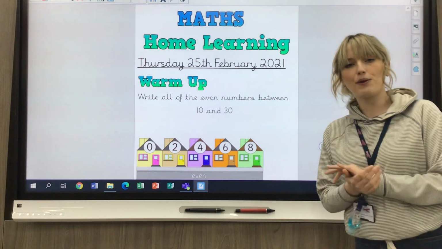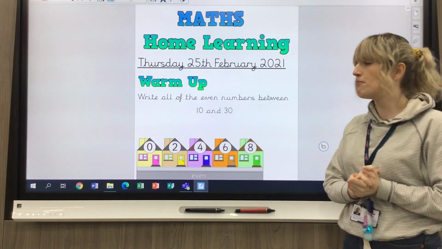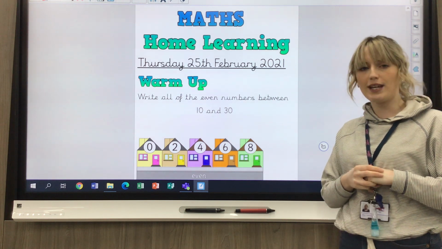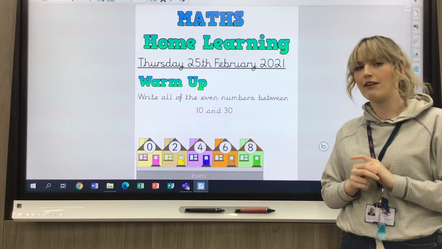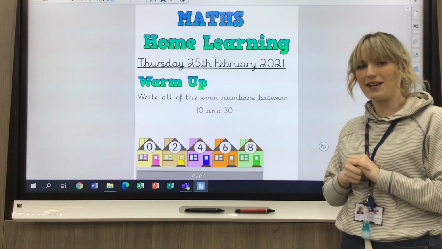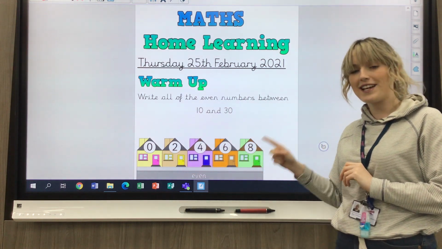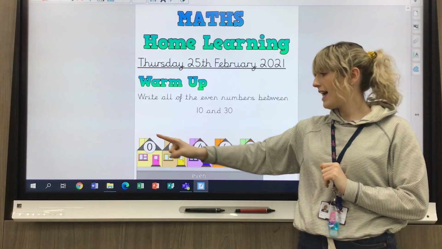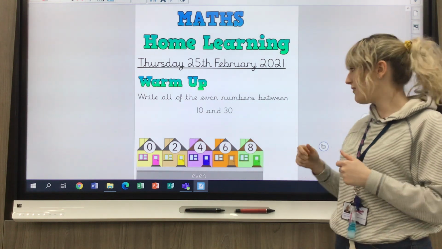Okay then, starting off with our warm-up to get us nice and ready, we're going to recap even numbers. It says, write all of the even numbers between 10 and 30. Now we've spoken about even and odd numbers lots in our videos, but let's just remind ourselves of even street and of our even numbers. So on even street we've got 0, 2, 4, 6, 8, even numbers, they are great. So if a number ends in a 0, a 2, a 4, a 6 or an 8, it's even.